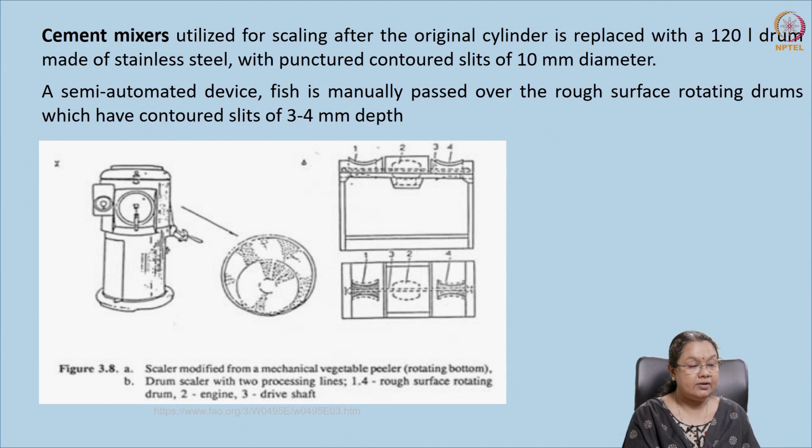And then we have cement mixers, which we had seen in the previous slide. This is a larger drum which is placed at a tilted angle. And this is used for descaling large amounts of fish. So fish is put inside the drum, which is perforated or punctured. The surface is rough. The fish is rotated inside the container along with the water. It helps in removing the scales.